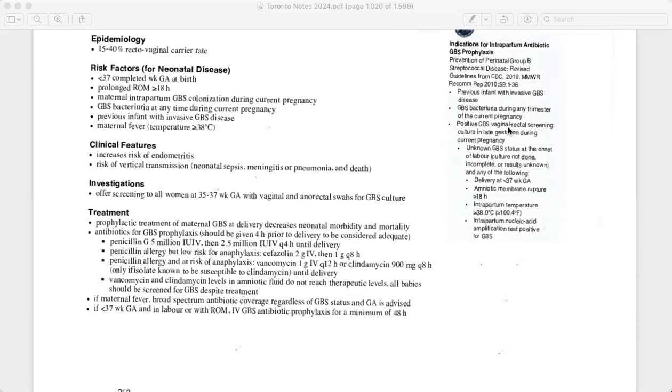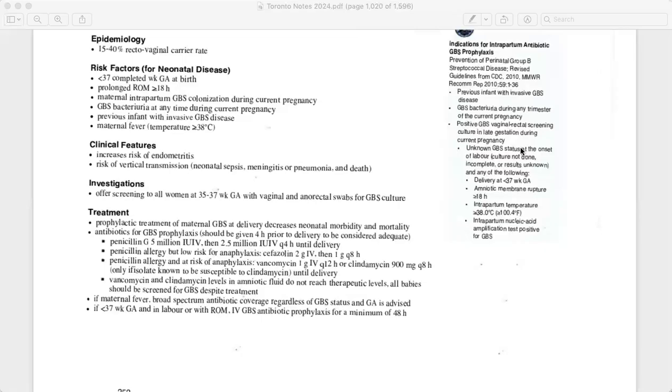Positive GBS vaginal and then rectal screening in the late gestational during current pregnancy. So they're talking about current pregnancy. Don't mix it up. I'm just letting you know because there was a scenario where they were asking about the previous pregnancy as well. Unknown GBS status, because in the previous pregnancy, one of the justifications they have given was because she had already received antibiotics, so they might have fully recovered from the previous GBS. That's why they were not looking for the previous pregnancy. The current pregnancy is more important.